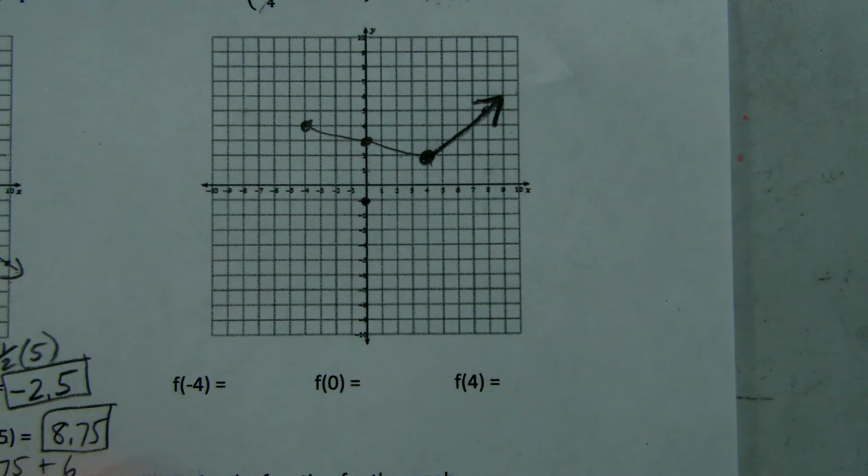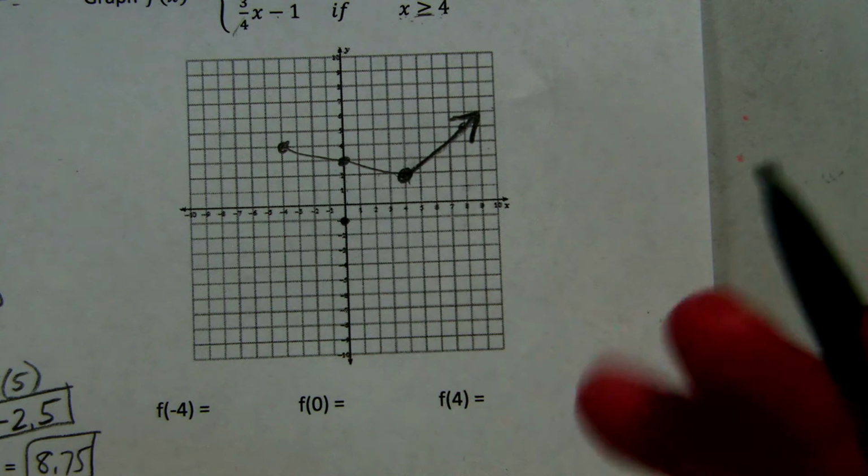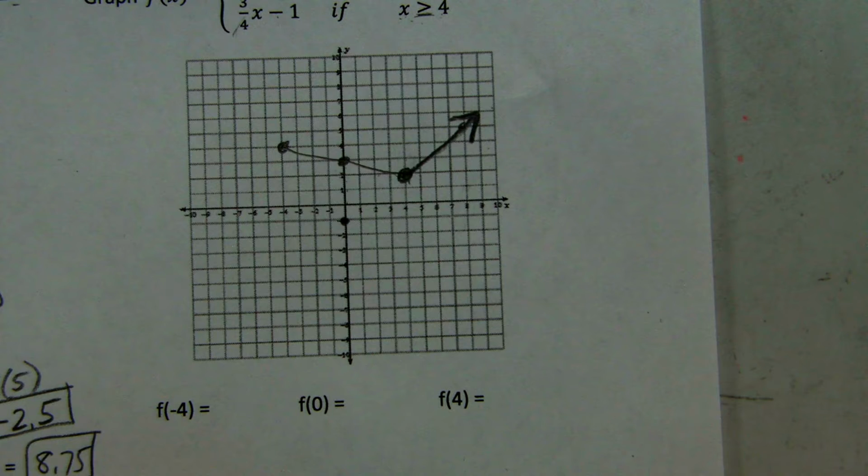These are the types of graphs that you guys thought were really weird when we were doing domain and range. Like, I've never seen one that just zigzags around. This is how you get them, is you just take parts of graphs and put them together.